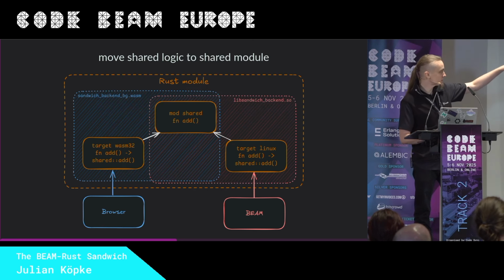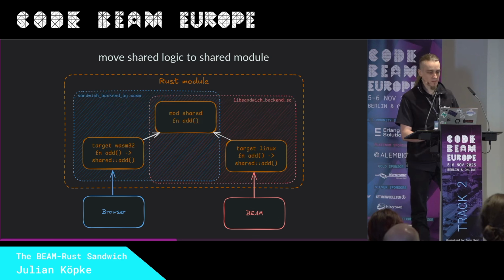And then the right box will be packaged on Linux as a .so file, so it can be linked by our BEAM. And on the left, it will generate a WASM file and some JavaScript, so we can deliver it to the browser.